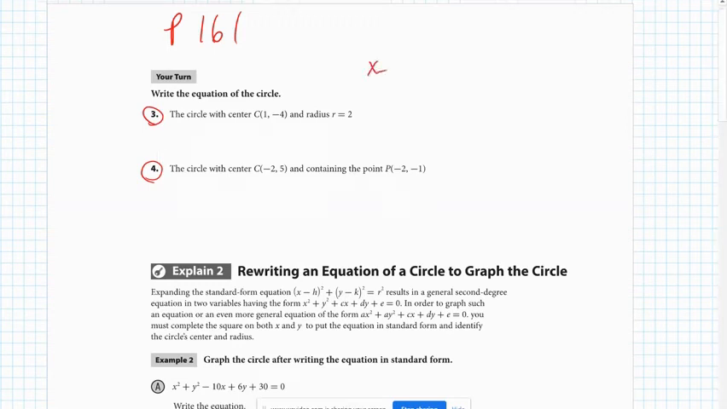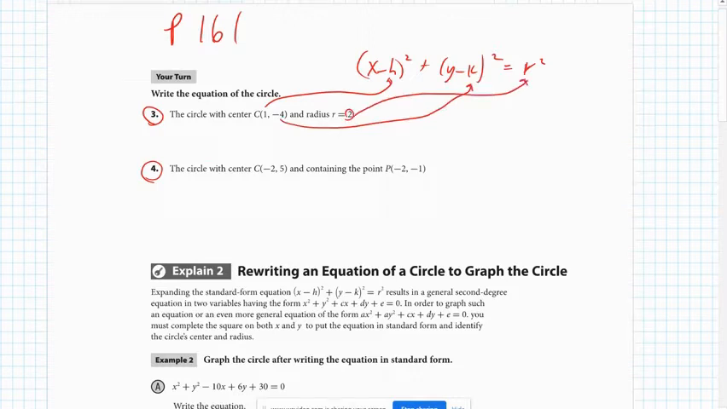So the equation of a circle is (x - h)^2 + (y - k)^2 = r^2, where h and k are the x and y coordinates of the center. So we'll put 1 in place of h and -4 in place of k and 2 in place of r. And so our equation then is (x - 1)^2 + (y + 4)^2. It's plus 4 because it's minus minus. And then the radius squared would be 4.